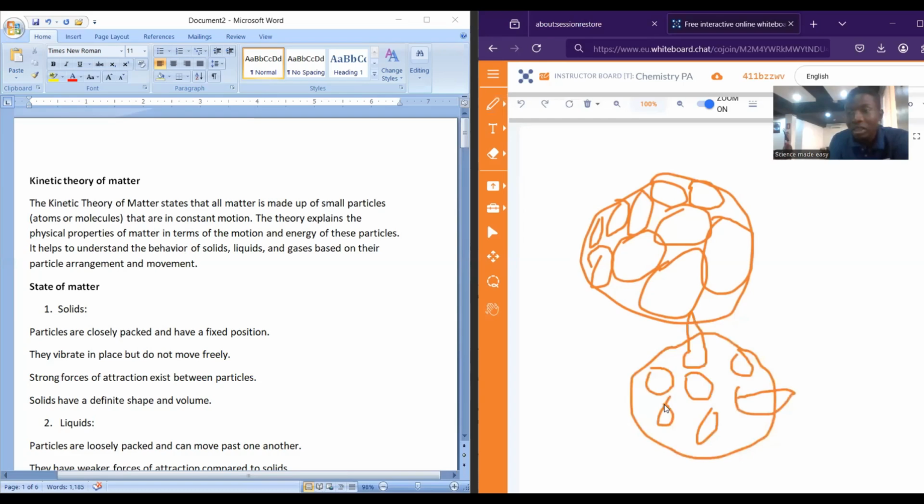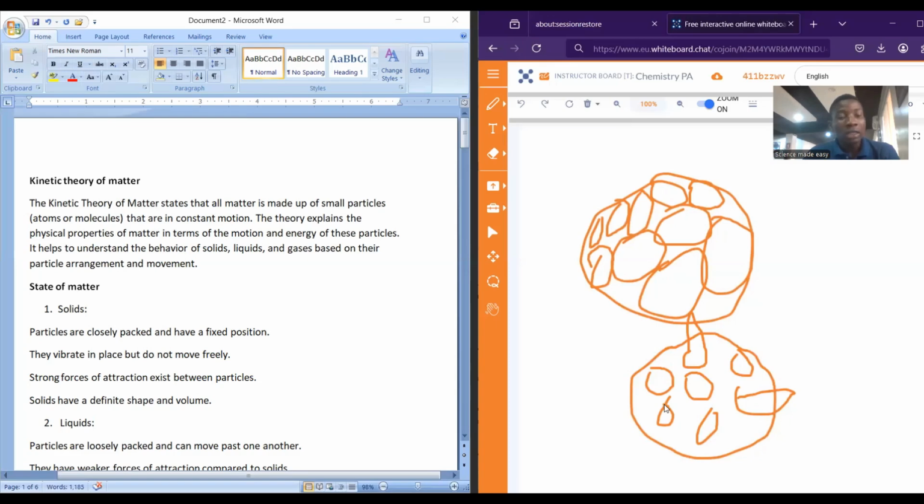Another thing is that a liquid has a definite volume. I can tell you the volume of the water inside this container. If it was calibrated, I can tell you that the volume of this water is about 50 centimeter cube. But it does not have a definite shape. If I pour water inside this container, the shape of the water is the shape of the container. So a liquid does not have a definite shape; it takes the shape of its container.